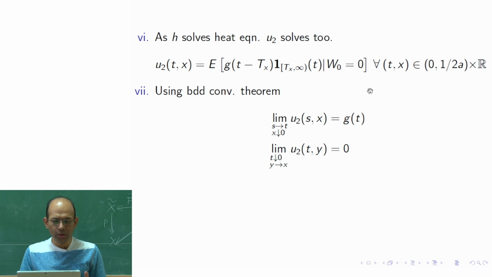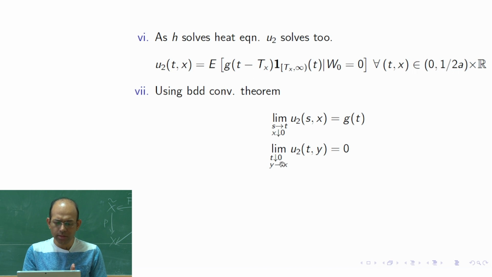Okay. Now we want to take the limit of u2 of t comma x. Since g is a given bounded continuous function, we can do so. So the limit as s tends to t of u2 of s comma x, as x tends to 0, because 0 is the boundary. So x is coming from the right-hand side; here it is the space variable. That is equal to g of t. We are going to get it because we can actually take the limit inside, and we can take the limit inside because g is bounded.